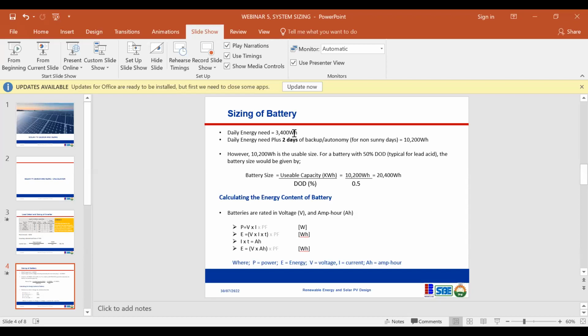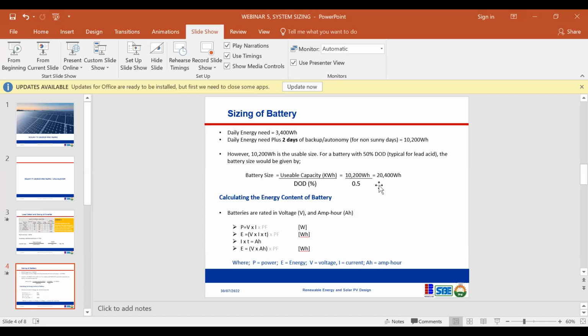But of course, because it's a solar system, we should take into consideration that there could be some days when it rains all throughout. There is no sun that day. And in some parts of Nigeria, it could go on for 2 days or even 3 days. So for those days, we classify them as days of autonomy. So when you're sizing your battery system, you need to take days of autonomy into consideration. These are the days when the sun did not shine, but of course, your solar system still needs to work. Your design still needs to power those equipment. So you take it into consideration when you're sizing your power bank or your battery capacity.